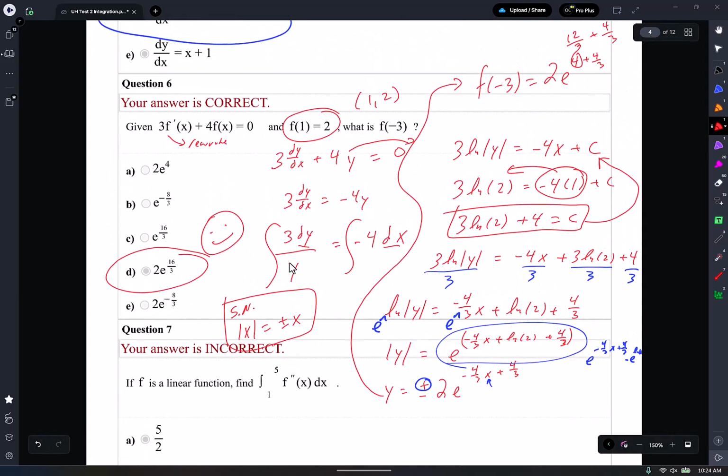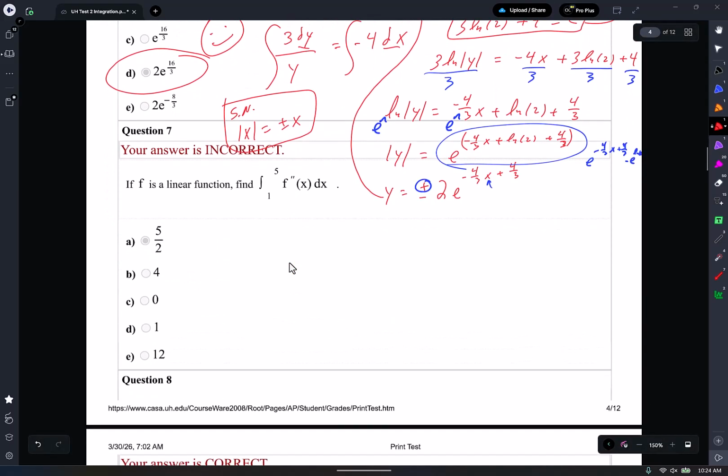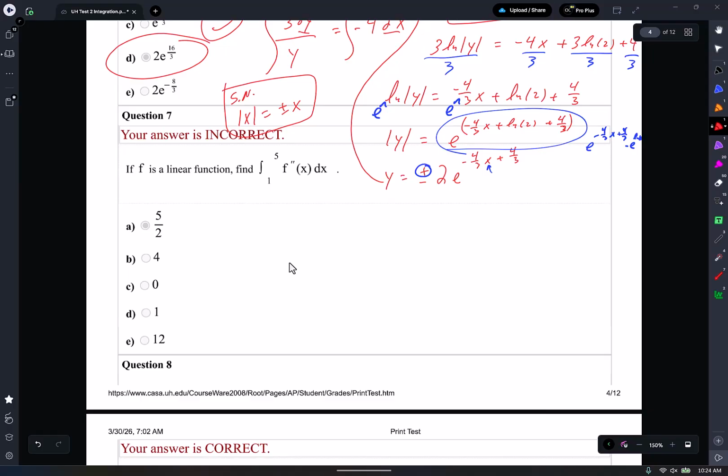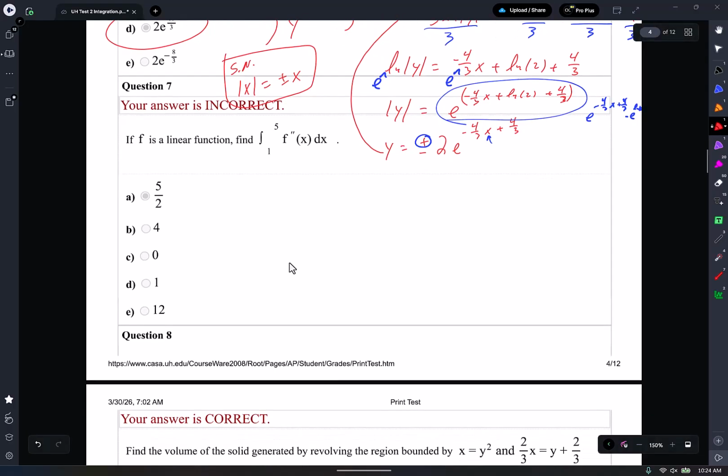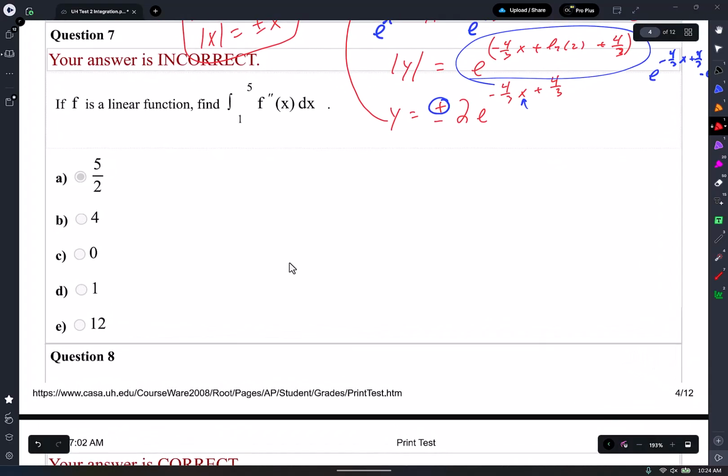Let me know if we're ready for the next question, guys. Yes, this is pretty tough. I will agree. If f is a linear line, find the integral from 1 to 5 of f prime prime of x dx. Oh, I love this. It's conceptual, guys. I know it's hard because it's Monday and everything. It's conceptual. If f is a linear line, give me any linear line. It doesn't matter which one. What's your favorite one? 2x. All right.